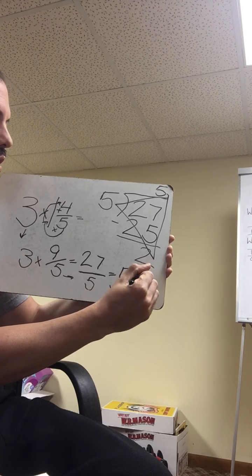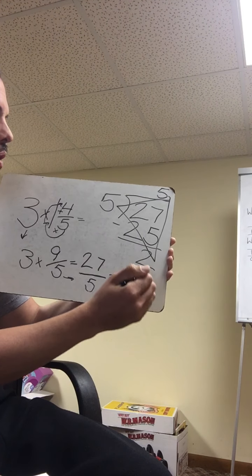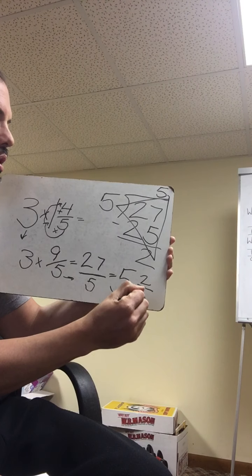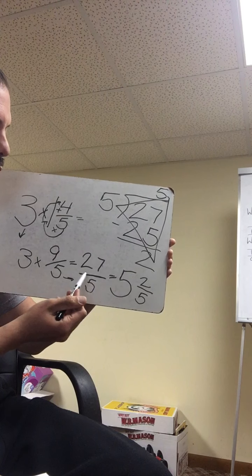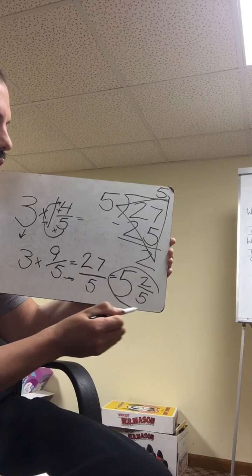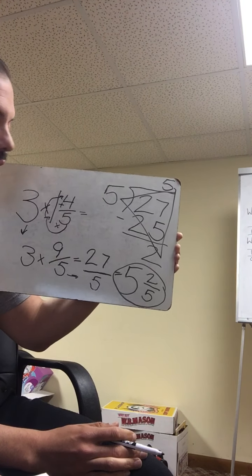So if I follow that order, my quotient is 5, that's my whole. My remainder is 2, that's my numerator. And my divisor is 5. So my answer, 27/5, is equivalent to 5 2/5.